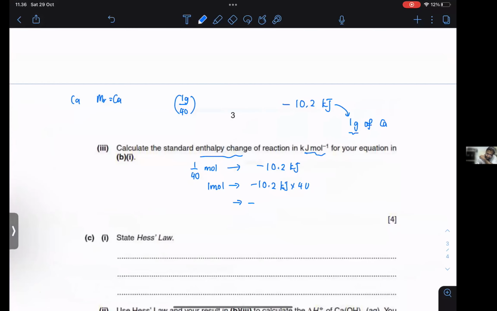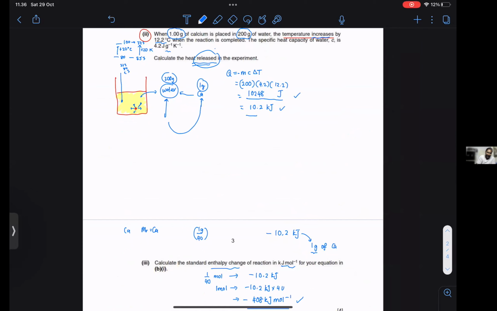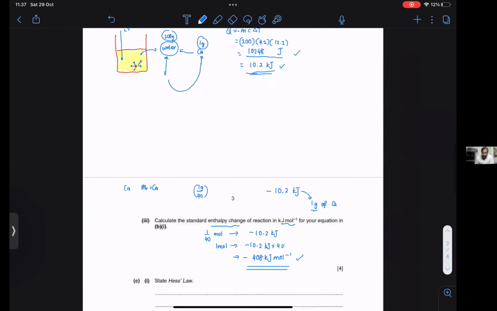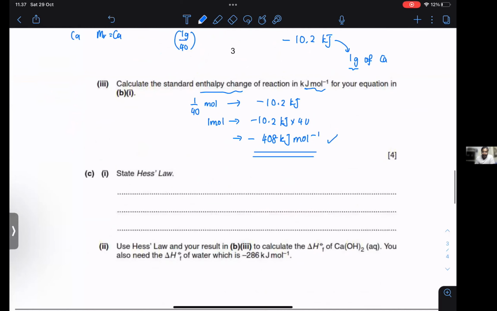Negative 408 kilojoule per mole. That is the answer. It means for 1 mole, it will release this amount of energy. If you don't have the negative over here, no marks will be given. Please remember, that's why it's very important. Why no negative in the earlier step? Because they say release, so it's still okay. But enthalpy change must show that it's exothermic. So Wilson, all this okay?